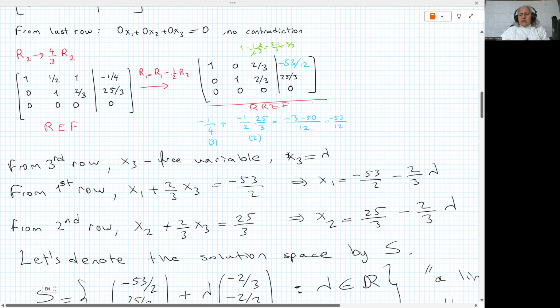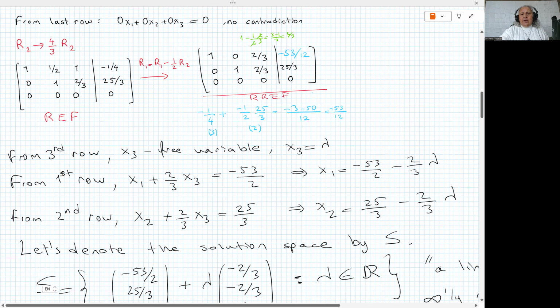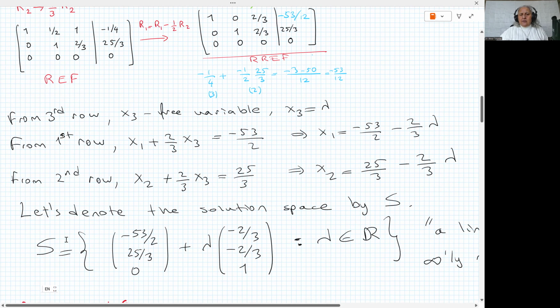x3 is equal to lambda, is a free variable. So this is a free variable that we choose. Taking the other side, take this one on the other side, we have x1, x2, x3 as a vector. So lambda could be any real number. It's running through all real numbers. Then we can rewrite the solution space. Let's say S is the solution space. This is the set of the vectors of this kind.